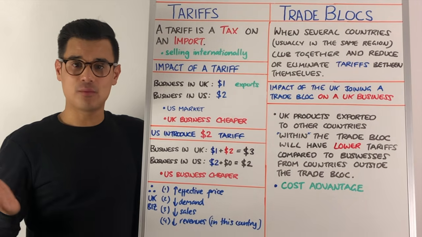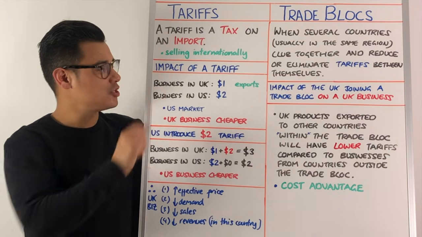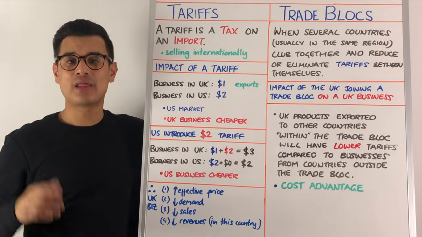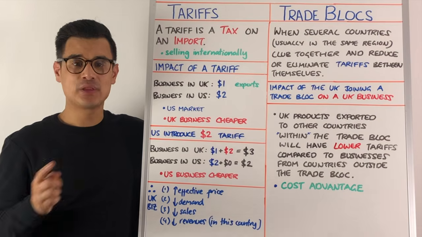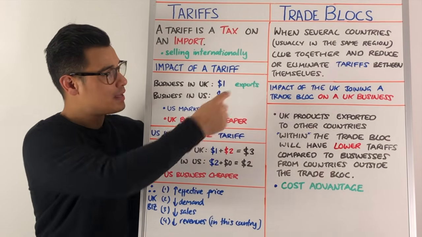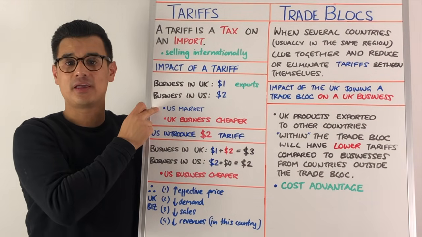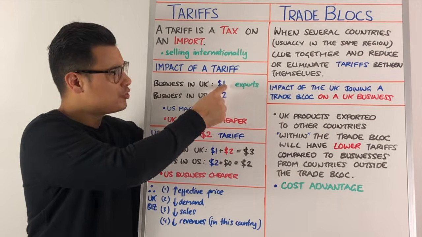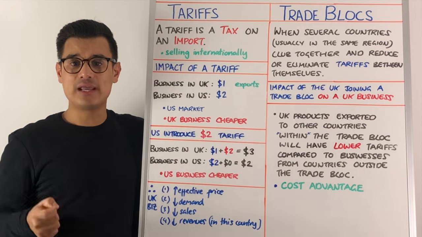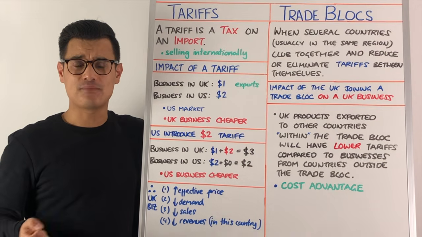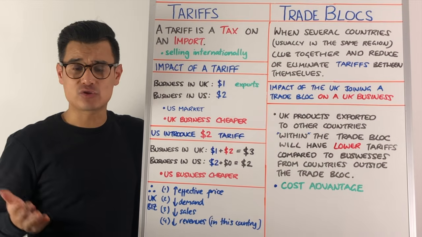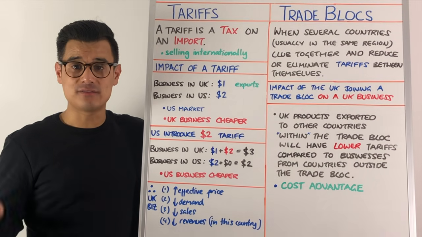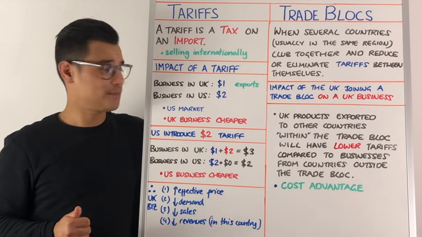Let's start with an example where we've got a business in the UK and a business in the US, and we're dealing with what would happen in the US market for this product. Clearly, the UK business will be exporting to the US market, and let's say that $1 is the price they're willing to charge in that market. That would be accounting for the cost of the product, any shipping and transportation, and also it's been converted into dollars because of the exchange rate.